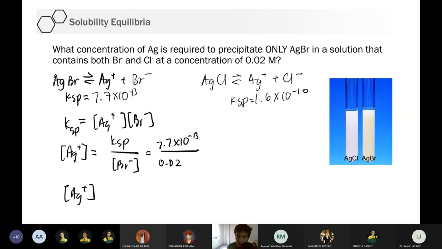So the minimum amount to start the production of AgBr is 3.85 times 10 raised to negative 11. So dito lang siya mag-start maging precipitate, pag ito yung concentration pataas. Okay. So how about for AgCl? Kailan siya mag-start maging precipitate?